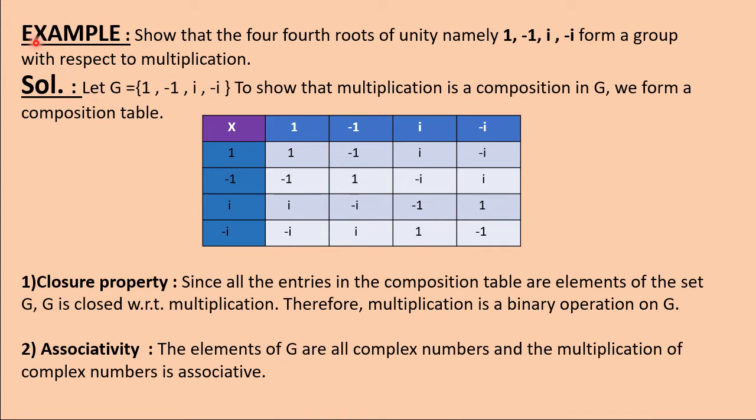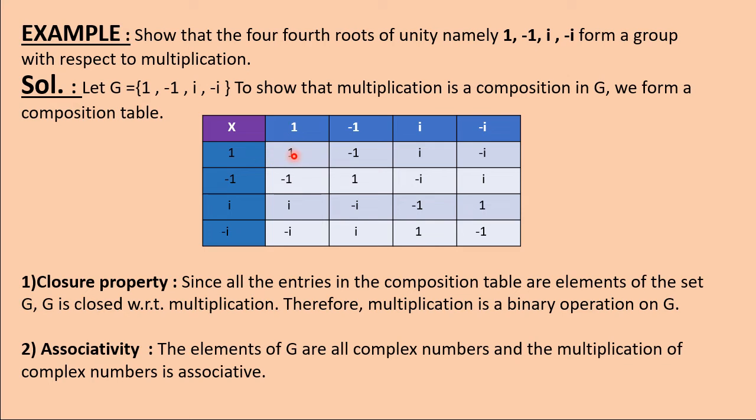Now here is an example. In this we have to show that the four fourth roots of unity, which are 1, minus 1, I and minus I, form a group with respect to multiplication. So first we write G is equal to {1, minus 1, I, minus I}. Now we make up a composition table for this, in which we write these elements first in horizontal rows and then in vertical columns and then solve it.